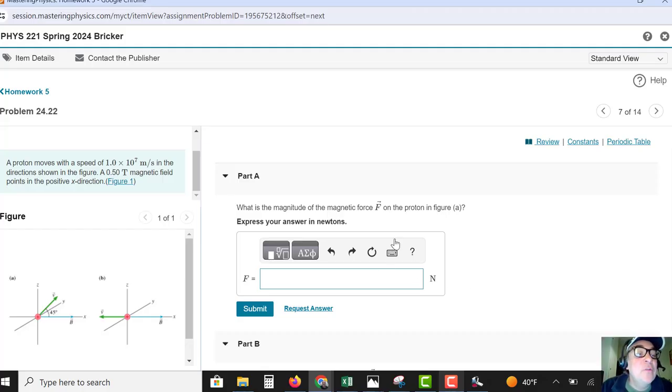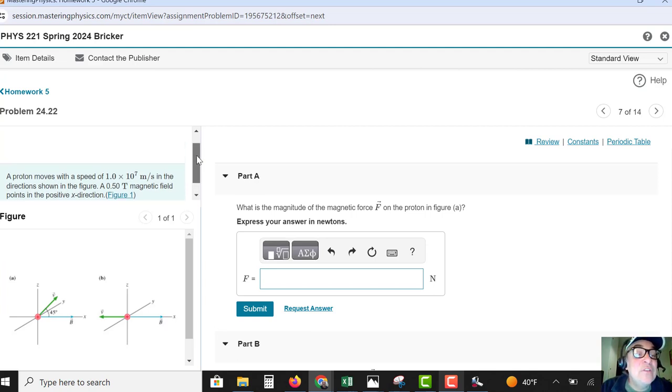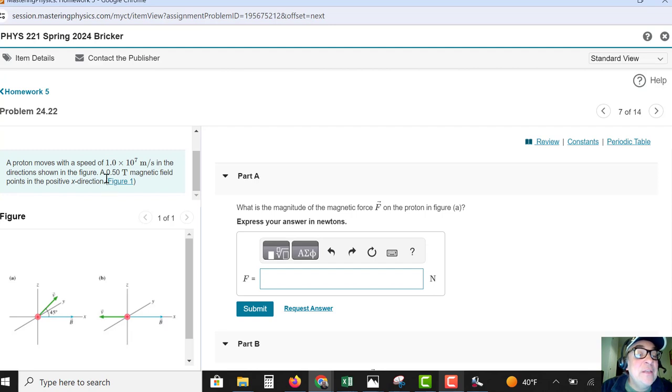Okay, a proton moves with the speed of 1 times 10 to the 7th. So it's a proton, you know its charge, 1.6 times 10 to the minus 19th coulombs. And we know its speed in this direction shown. Here is the strength of the magnetic field that it's involved in. So this is some external magnetic field. And then we want to know what is the magnitude of the force on the proton.